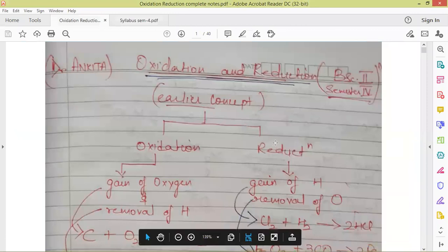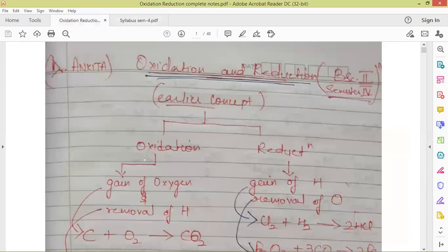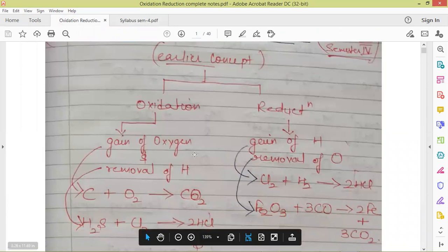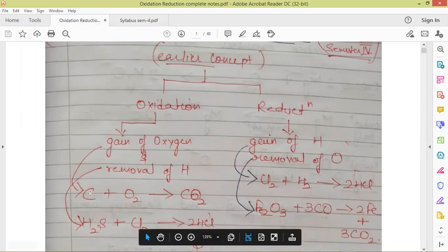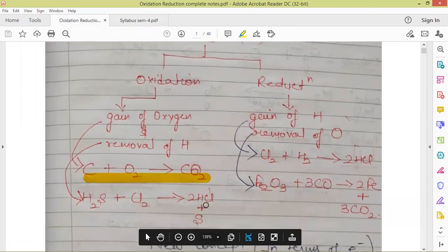So firstly, let's understand the earlier concepts of oxidation and reduction. In the earlier concept, oxidation was the gain of oxygen. Whenever there was gain of oxygen in some reaction and removal of hydrogen, that was called oxidation. And here is an example of gain of oxygen. Here, carbon is gaining oxygen and getting converted to CO. So that is an example of oxidation.